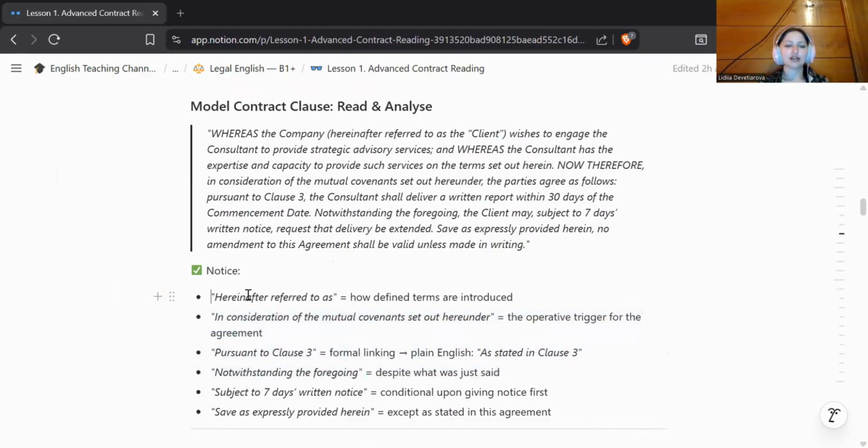Here is what we need to notice. Hereinafter referred to as is how defined terms are introduced. In consideration of the mutual covenants set out hereunder is the operative trigger for the agreement, right? Pursuant to clause 3 is formal linking, and in plain English it would be as stated in clause 3. Notwithstanding the foregoing means despite what was just said. Subject to 7 days' written notice means conditional upon giving notice first. So basically, if they give notice, then it is possible. Save as expressly provided herein means except as stated in this agreement.